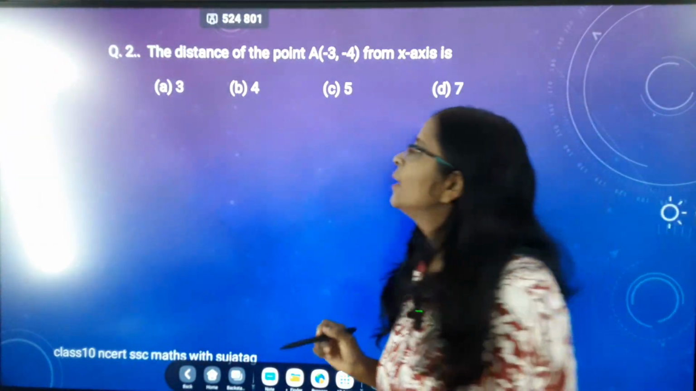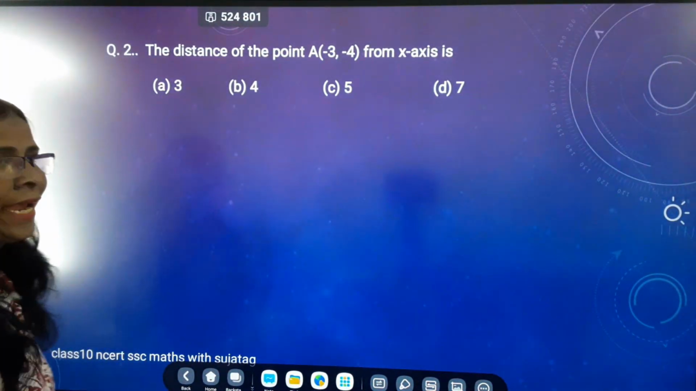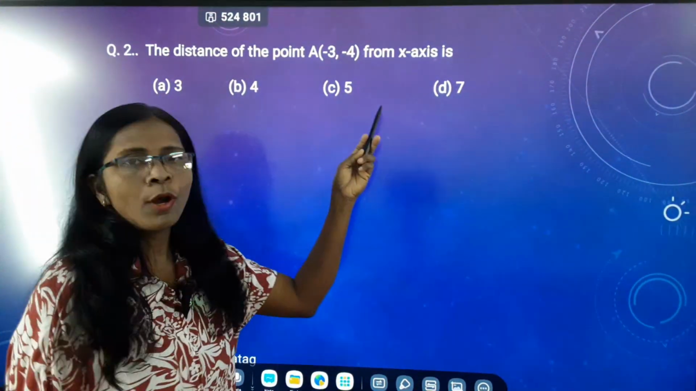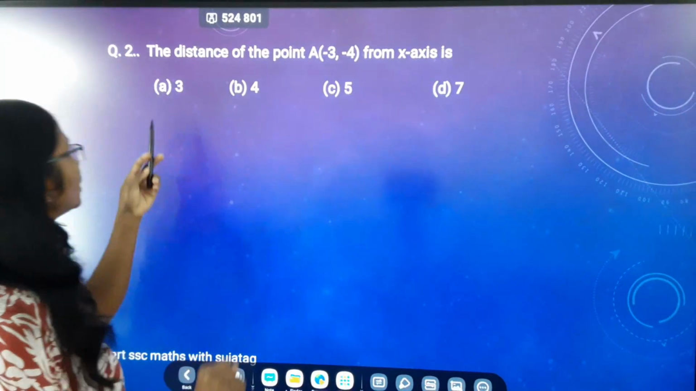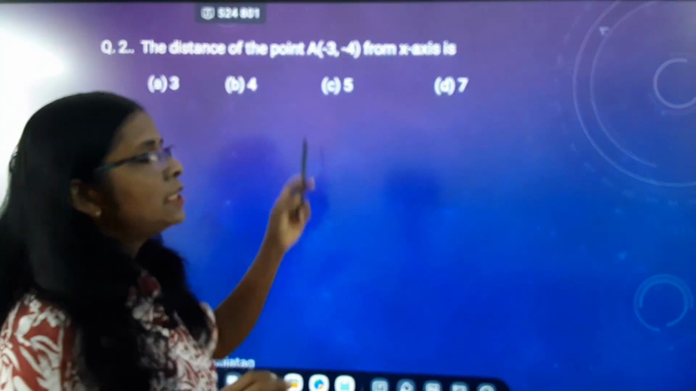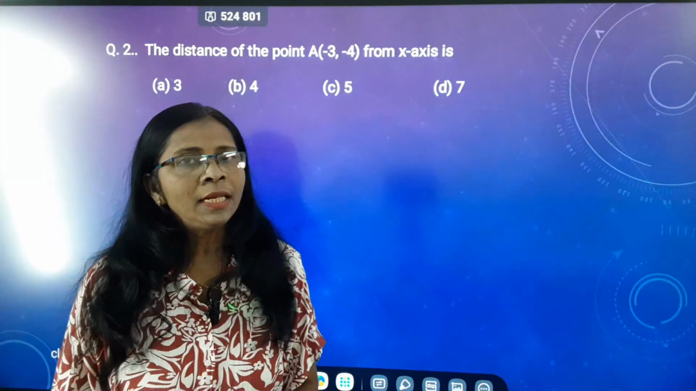Second question students, the distance of the point A(-3, -4) from the x-axis is. First option is 3, second one is 4, third one is 5, and the fourth one is 7. Very easy question student.